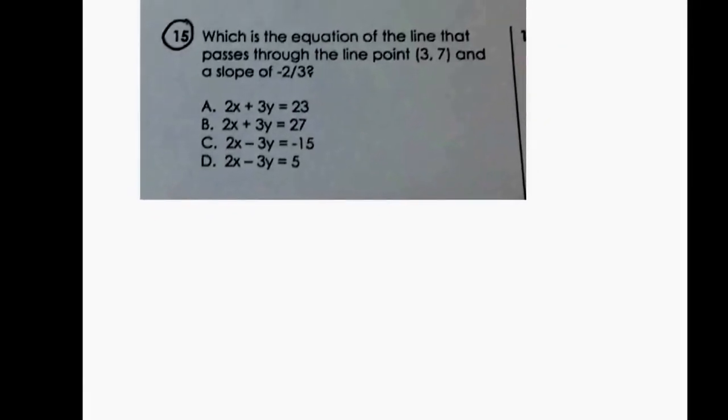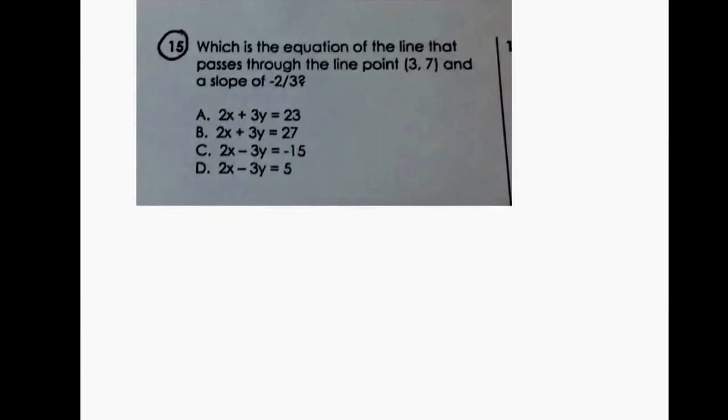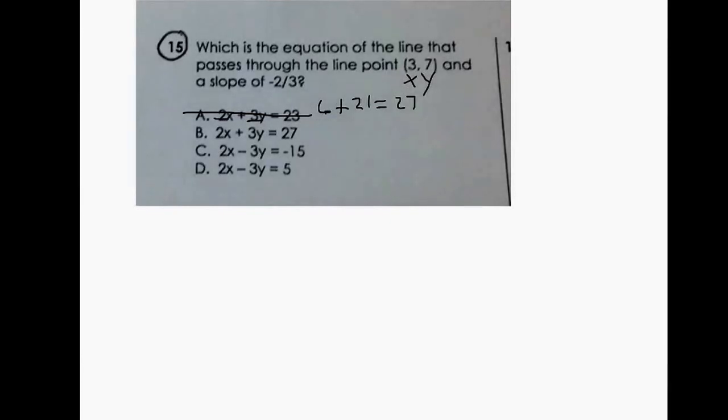Which equation of the line passes through the point (3, 7) and has a slope of negative 2/3? The first thing I would try is this x and y. If we plug in 3 and 7 here, it has to work for this. So if we plug it in here, 2 times 3 is 6, plus 3 times 7 is 21. 6 plus 21 is 27, so that tells me that that one is not right. Same thing here. 2 times 3 is 6, plus 3 times 7 is 14. That's 20, so that doesn't work either.